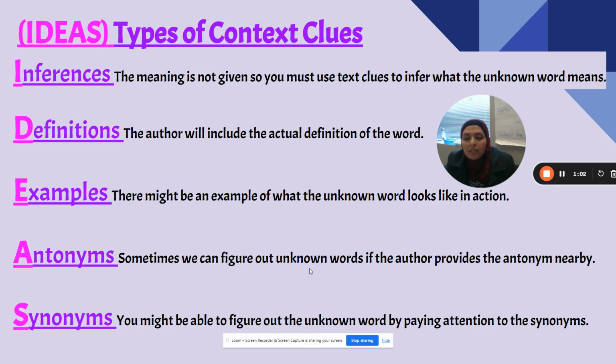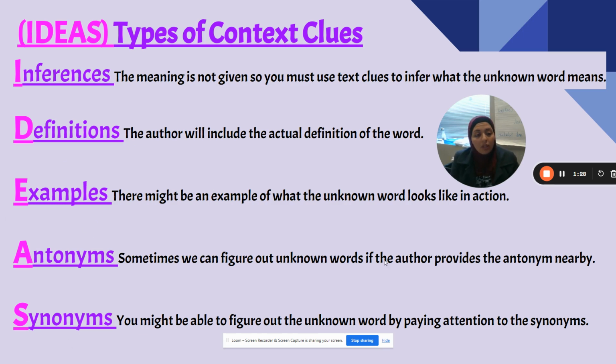So inferences is basically whenever the writer gives you certain clues to help you infer what the word actually means. Definitions is when the writer chooses to give you a word for word definition of what the word they just mentioned actually means. And we see this a lot in science-based texts because not everybody knows all these scientific terms, and so writers tend to give us a short definition of what that word that they just used is.